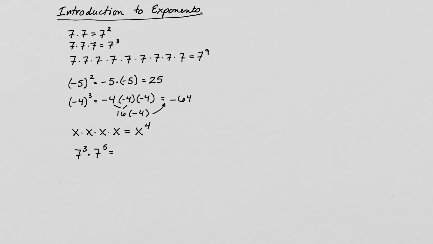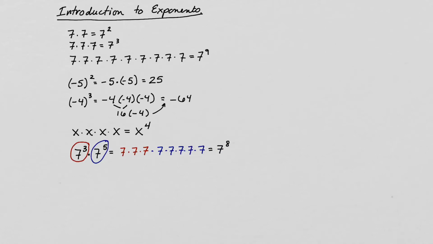So the 7 cubed part, that would mean 3 7s multiplied together. And the 7 to the 5th part would mean 5 7s multiplied together. And now, if I add them all up, or if I count up how many I have. So 1, 2, 3, 4, 5, 6, 7, 8 of them. My final answer here would be 7 to the 8th power.